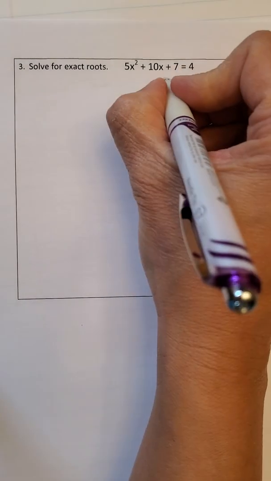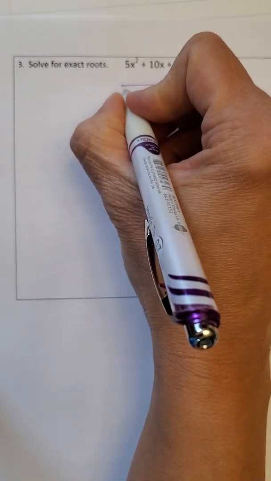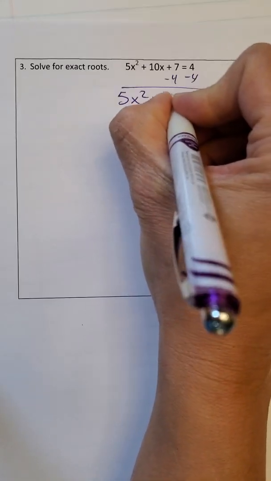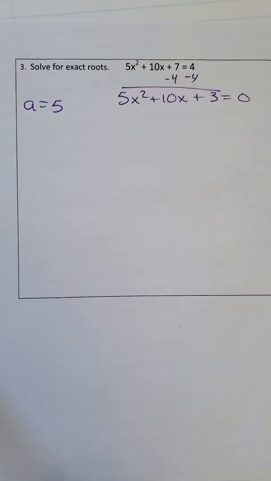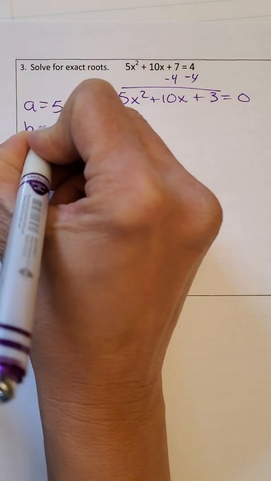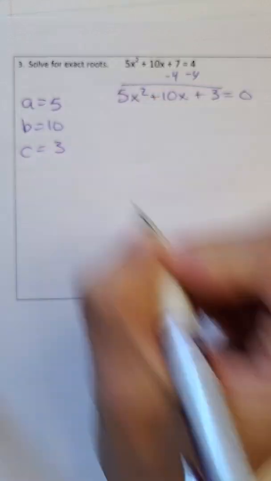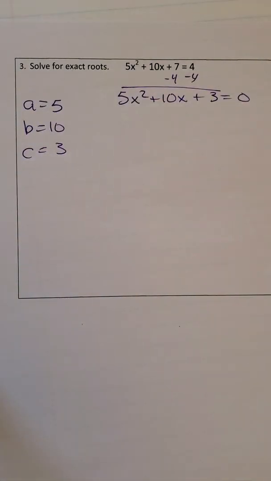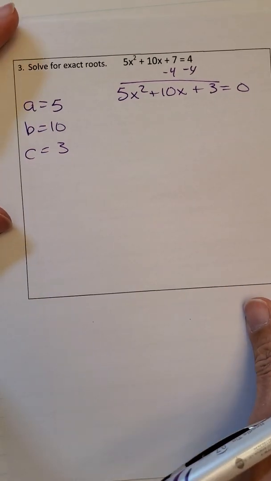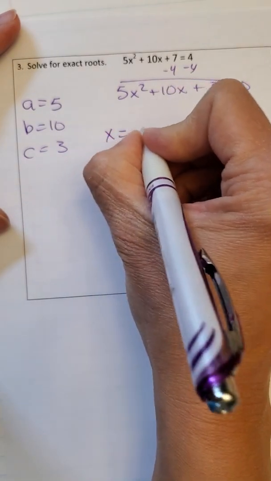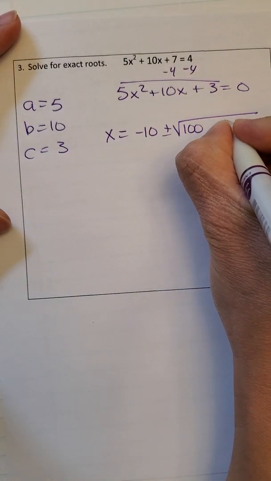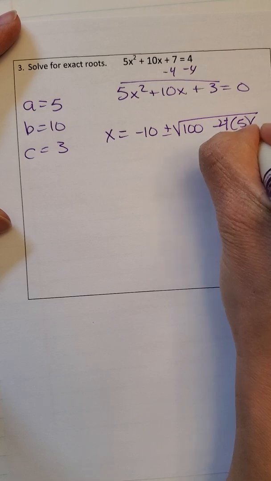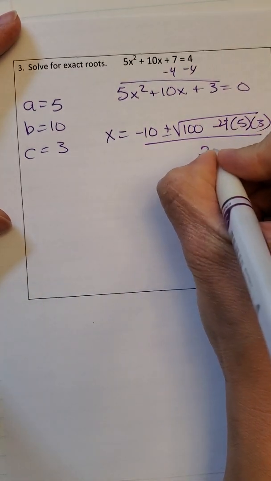Get it in standard form. So we get 5x squared plus 10x plus 3 equals 0. A is 5. B is 10. C is 3. Ready to sing? Of course you are. Hey, singing helps. X equals negative b plus or minus the square root of b squared minus 4ac all over 2a.